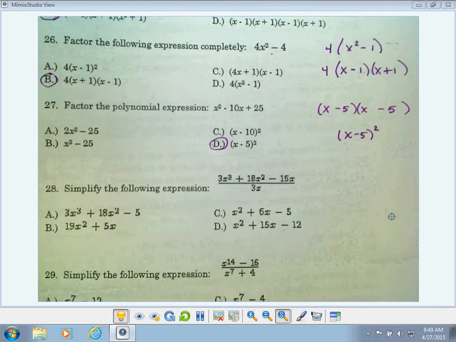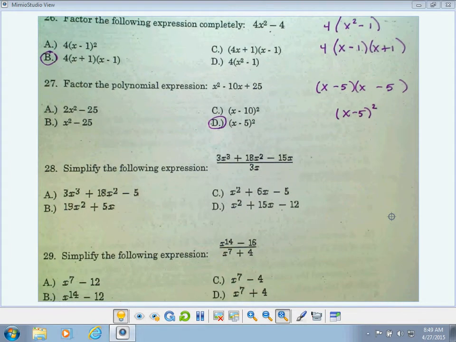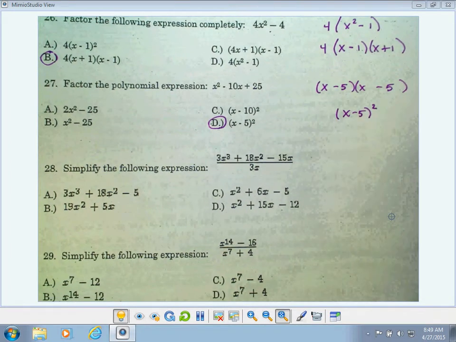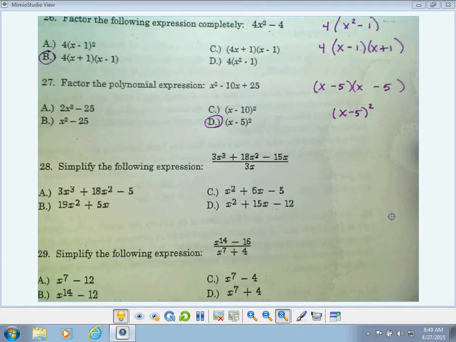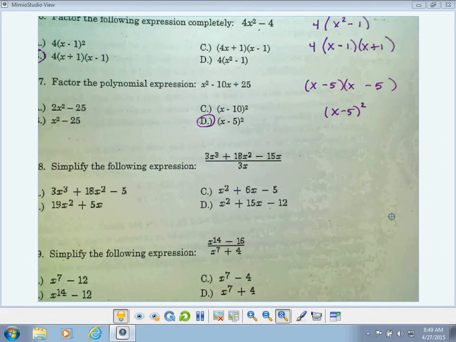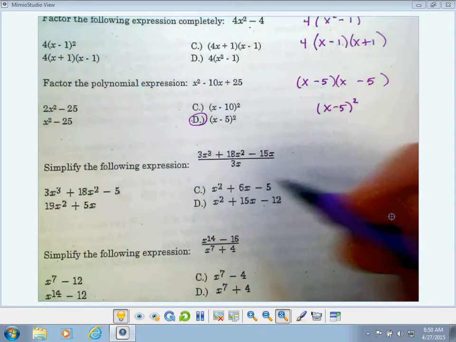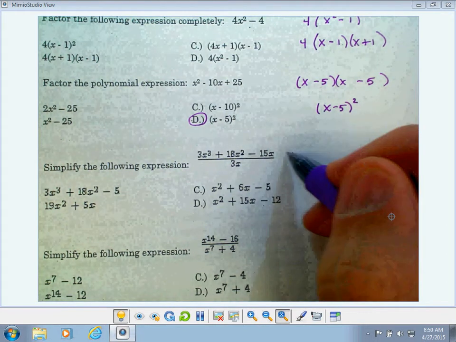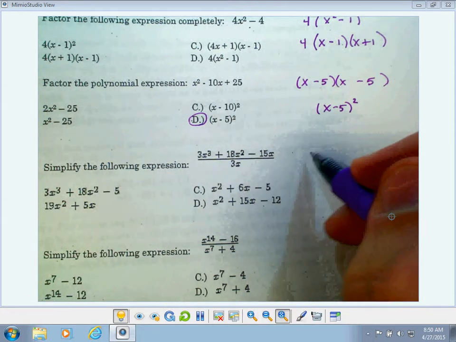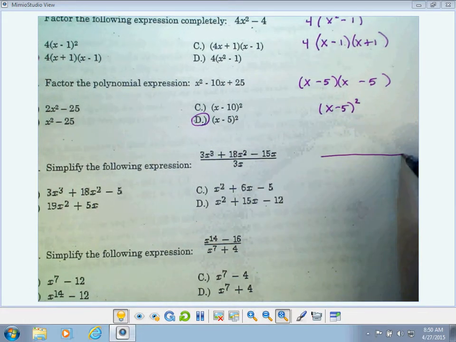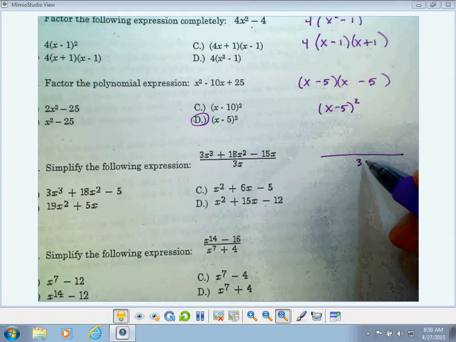Alright, so we move down to 28, 29, and 30, which are clearly the more difficult problems on here. So we'll take a look at it and see what we can do. I look at number 28 and say, well, okay, it's basically two problems, one on the top and one on the bottom. So let's focus on the top part first, and we'll leave the bottom alone for now.